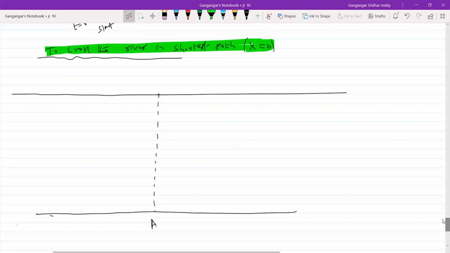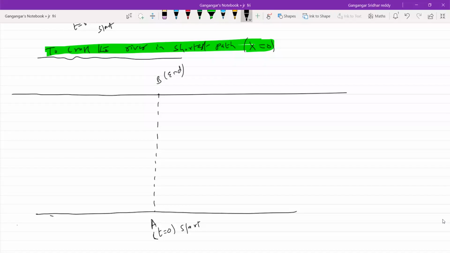You will start at, at t equals 0, you'll start at A. He has to reach exactly a point on the opposite bank. You should reach here. This should be the end point. So there's a river current, river current. And there's the width of the river.